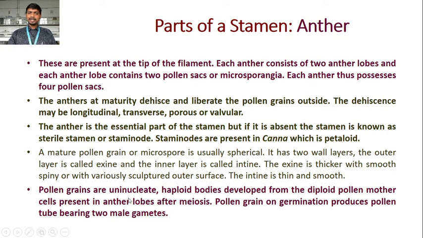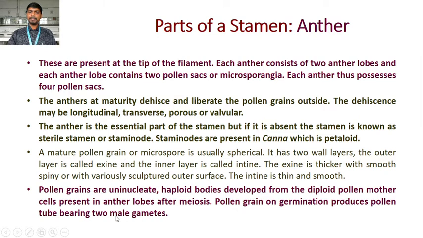These are uninucleate or haploid bodies that have developed from the diploid pollen mother cell present in the anther lobe after meiosis. Once the pollen grain has landed on the stigma, it germinates, meaning it forms the pollen tube, where the pollen nucleus divides mitotically to produce the two male gametes. So the mature pollen grain after anthesis possesses the pollen tube that bears two male gametes.